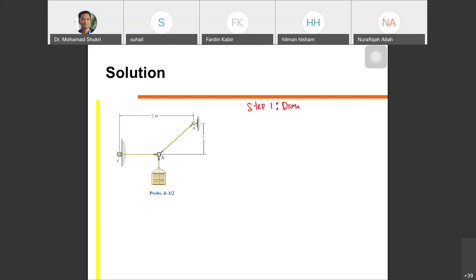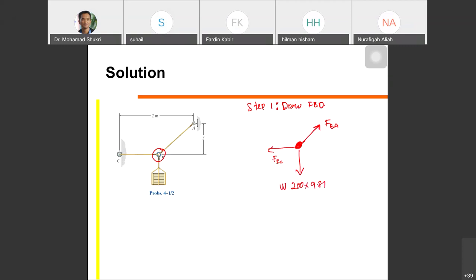Draw the free body diagram. Take point B at the center here. Draw the FBD. So you have here FBA, always going out of the cable, and then you have FBC, and then you have weight always going downward, because of gravity. So weight is 200 times 9.81.